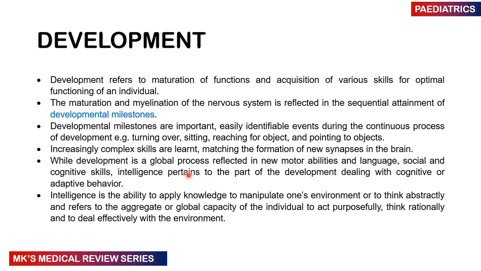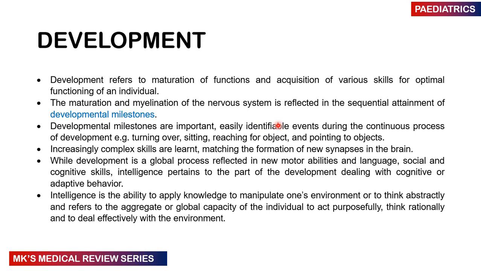Now we'll move on to the next segment of this lecture, which is development. Remember that development refers to maturation of functions and acquisition of various skills for optimal functioning of an individual. So the maturation and the myelination of the nervous system is going to be reflected in a sequential manner in which we attain these achievements, which we call developmental milestones. These are very important because we can easily identify events because they are a continuous process.